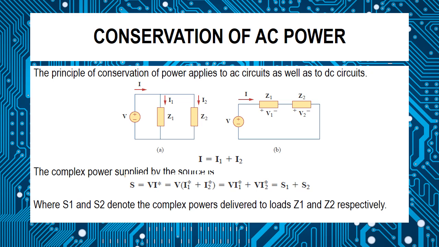Then we have the conservation of AC power. The principle of conservation of power applies to AC circuits as well as to DC circuits. So we have here I equal to I1 plus I2, current entering equal to current leaving, and the complex power supplied by the source is S equal to V times the conjugate of I, equal to V times the conjugate of I1 plus the conjugate of I2, which is S1 plus S2, where S1 and S2 denote the complex powers delivered to the loads Z1 and Z2 respectively.